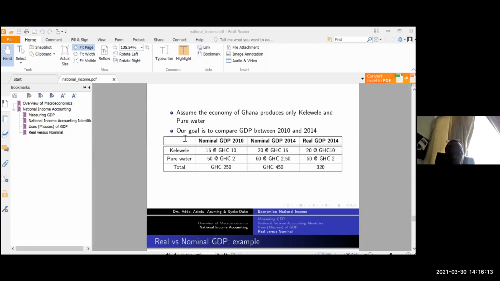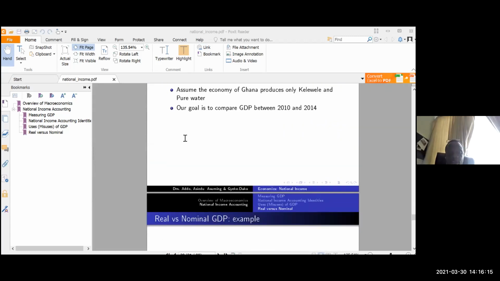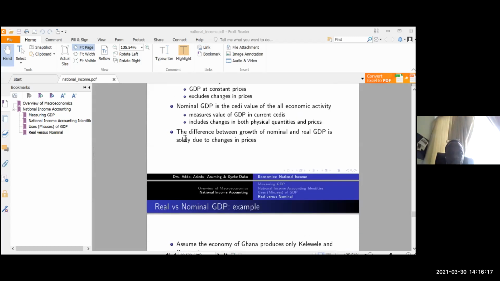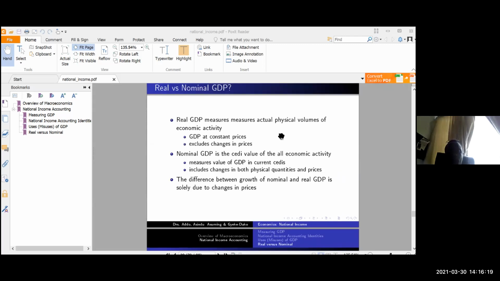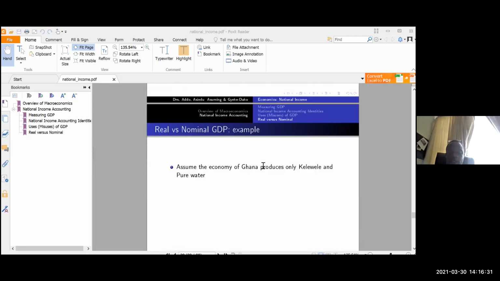Okay. So we have calculated, I don't know where you ended. The definition is clear. Real GDP measures actual physical volumes of economic activity. Nominal GDP is the value of all economic activity in current prices. One is in constant prices, the other is in current prices.